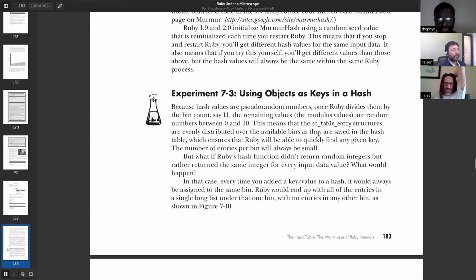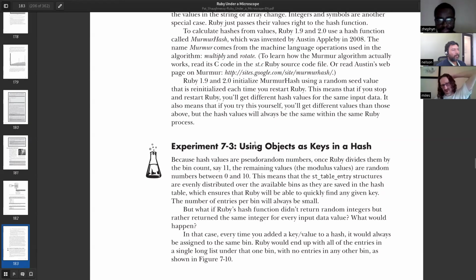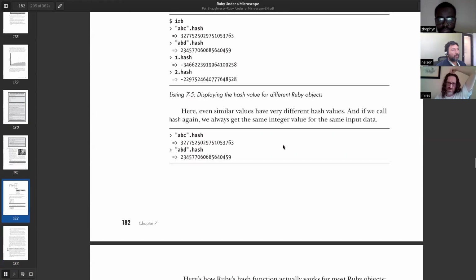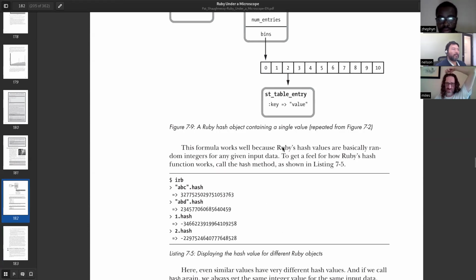Objects as keys in a hash. So here he's going to start talking about how you can write your own objects to use as keys in a hash, or what goes into that. I guess before I move on, I should stop and see if there's any questions or comments about this stuff.